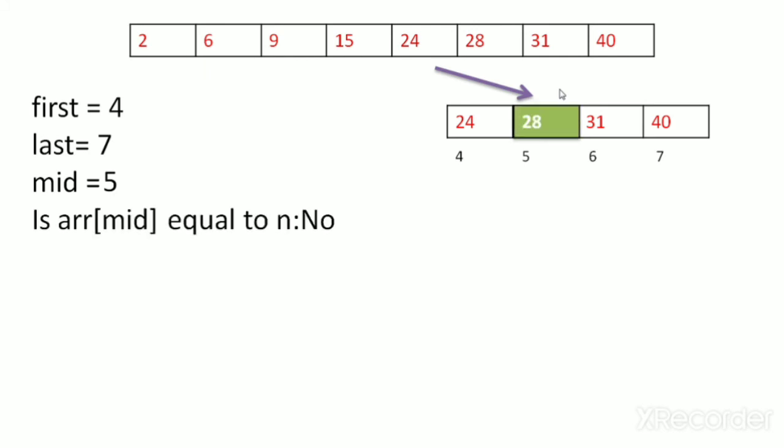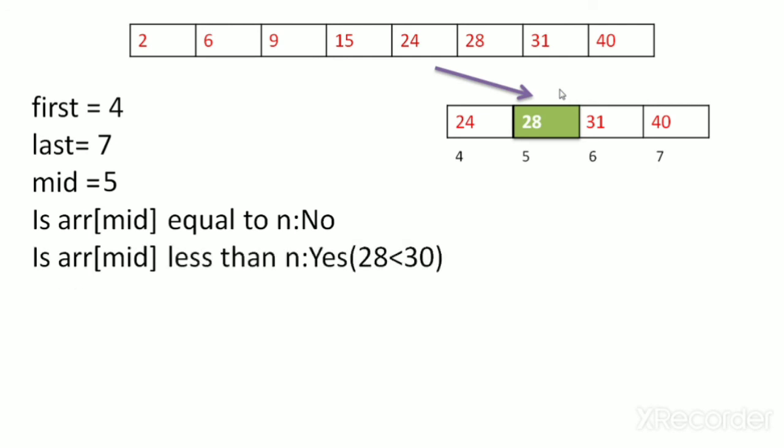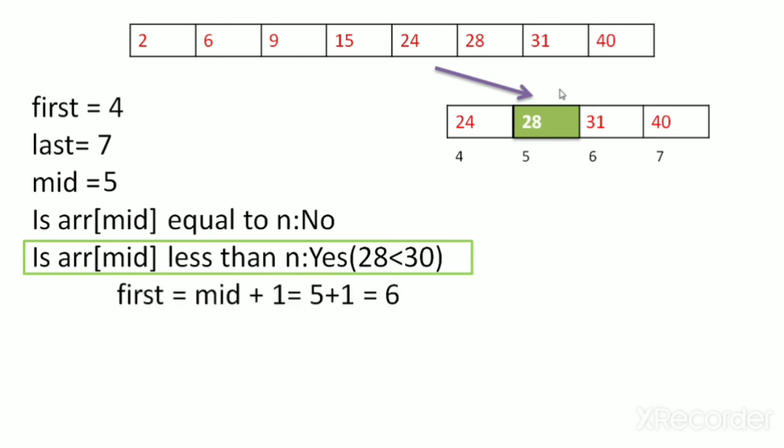So again we'll check if ARR mid is equal to n. No, 28 is not equal to 30. n was 30. Is ARR mid less than n? Yes, 28 is less than 30. So again we have to increase our first to mid plus 1, which is 6.